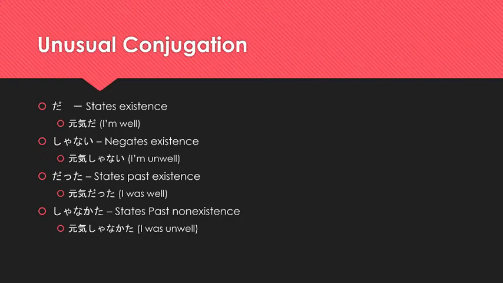And the conjugation for this, or to negate existence, parallel to da, is shinai. So genki shinai would mean I'm unwell. And finally, to do a past form of these, you would add a ta at the end. So datta and shinakata would be is or was and wasn't. So genki datta would mean I was well, and genki shinakata would mean I was not well.